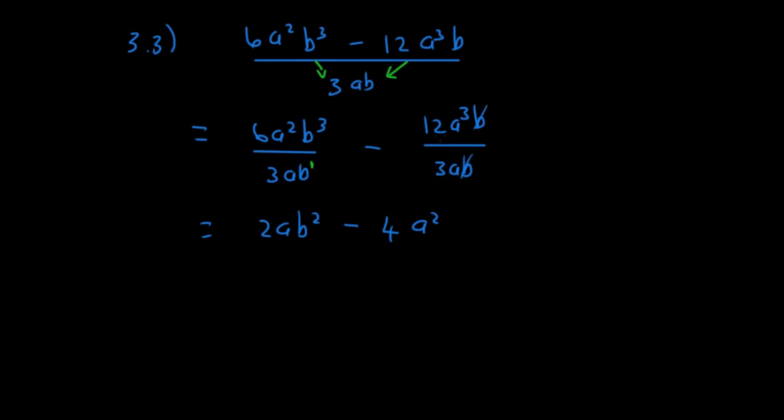And now we go to the next term. 12 divided by 3 is 4. A cubed divided by a. Don't forget that invisible power 1. We must subtract. 3 minus 1 is 2, and the b's will cancel each other out because they are both to the power 1. So if it's exactly the same power, the easiest thing to do, only if it's exactly the same power, is to cancel it out. Okay, you can't do it under any other circumstances, but if the powers are exactly the same, you can cancel it out.